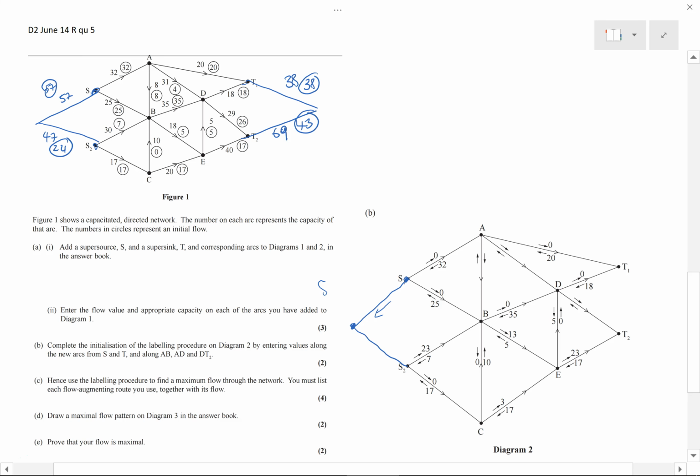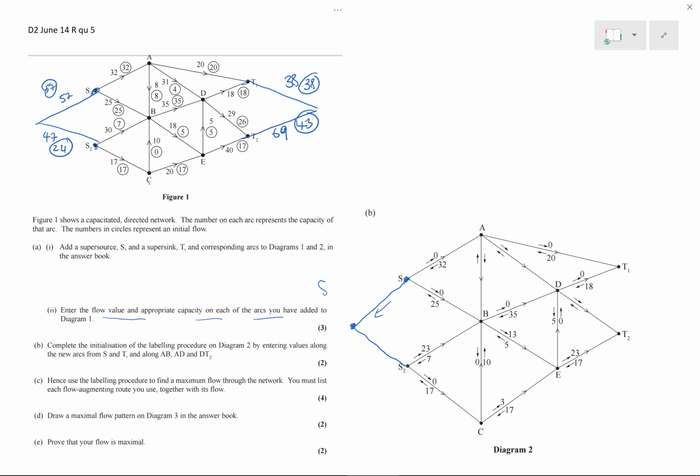I think that's how it was for part A. For part B, it says enter the flow value and appropriate capacities on each arc. So that's part A done, and we've added the super source, so there we go, 3 marks. Now we're on to part B: complete the initial labeling procedure for all the arcs, the super source and all the rest of it.